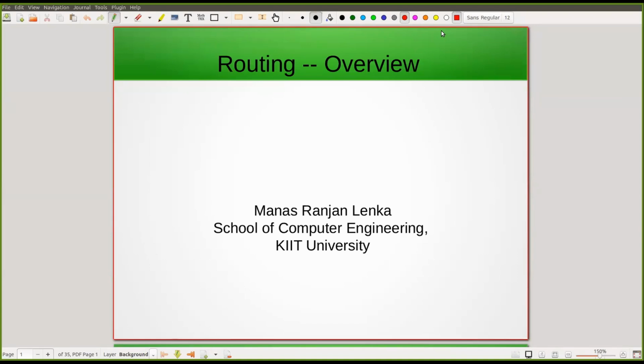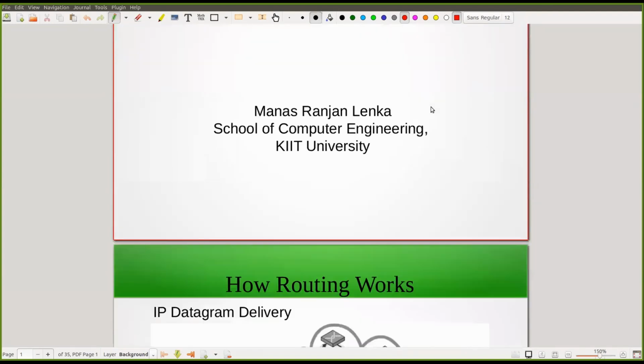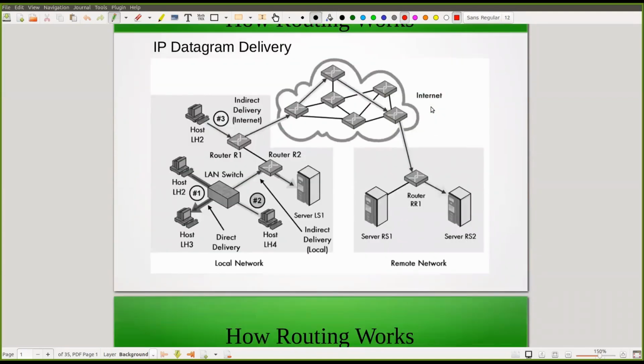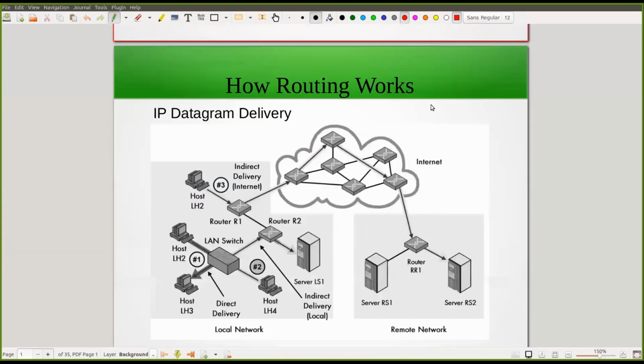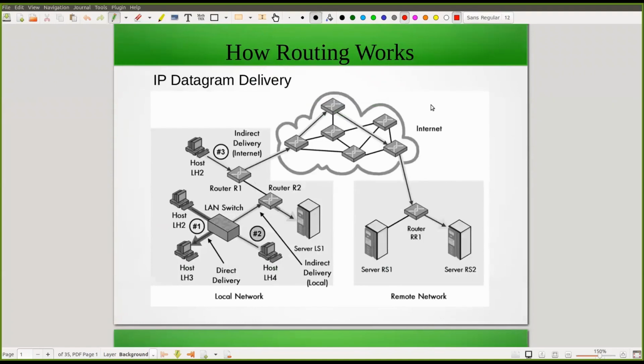Now let's try to understand how exactly this routing is going to work, to deliver a packet to a particular destination. Look into this diagram. This diagram consists of several networks.